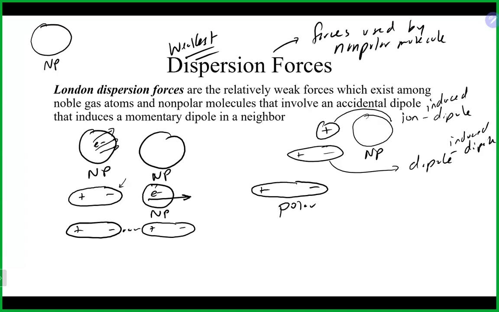Now, when we do get these nonpolar molecules, by the way, this movement of electrons to one side versus the other is known as polarizability.